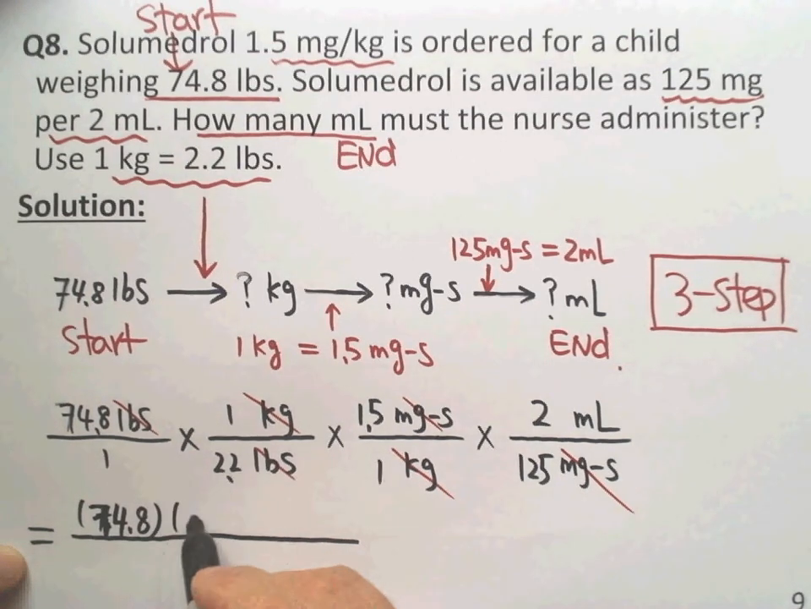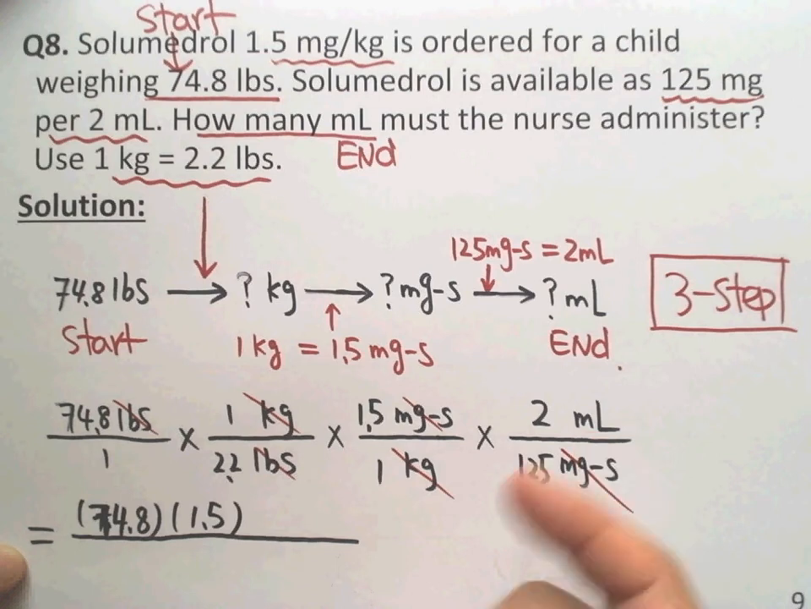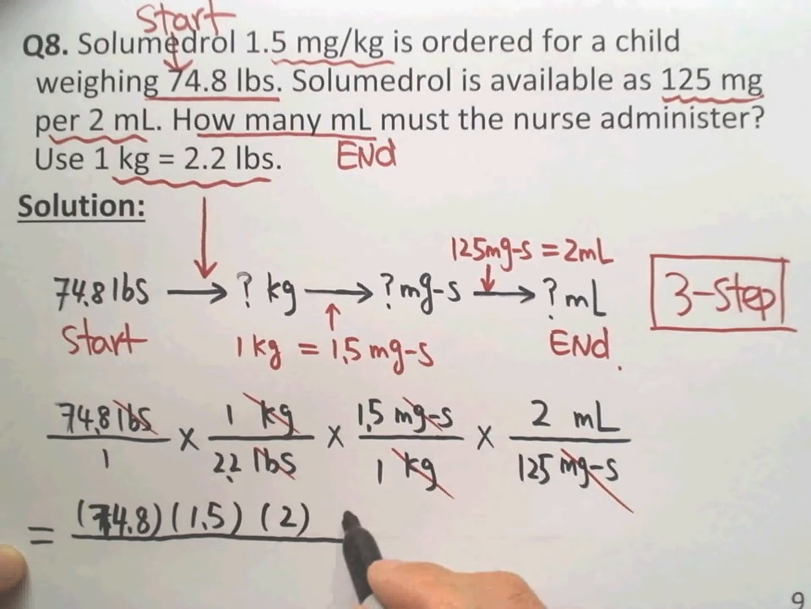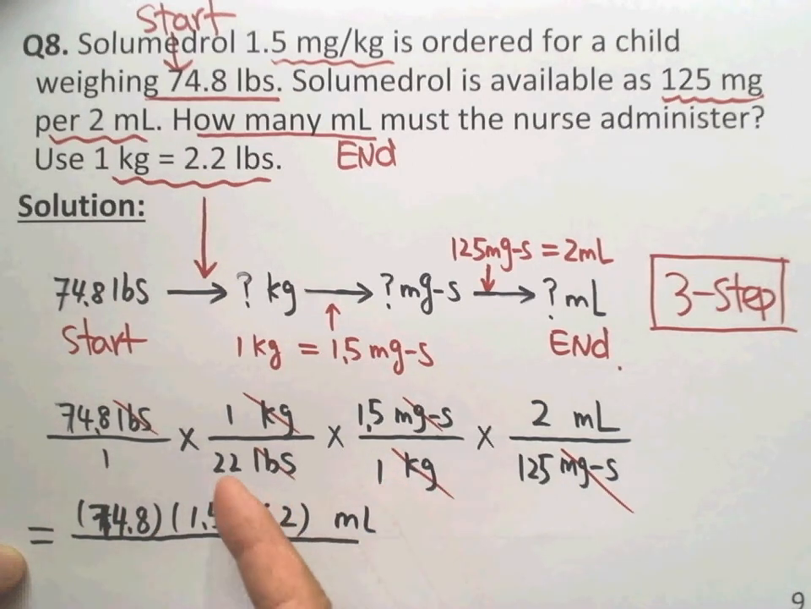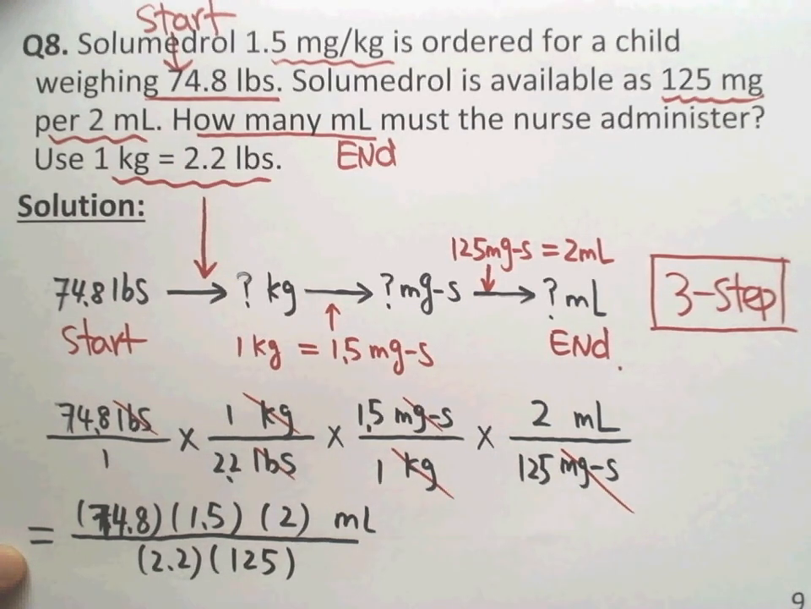We are going to combine all these numbers together. The top is 74.8 pounds times 1.5 times 2. That's all the numbers, and we have milliliter left. So what is the bottom? This ignore, this one ignore. 2.2 times 125. See, that's all we connected, all the numbers that we connected.